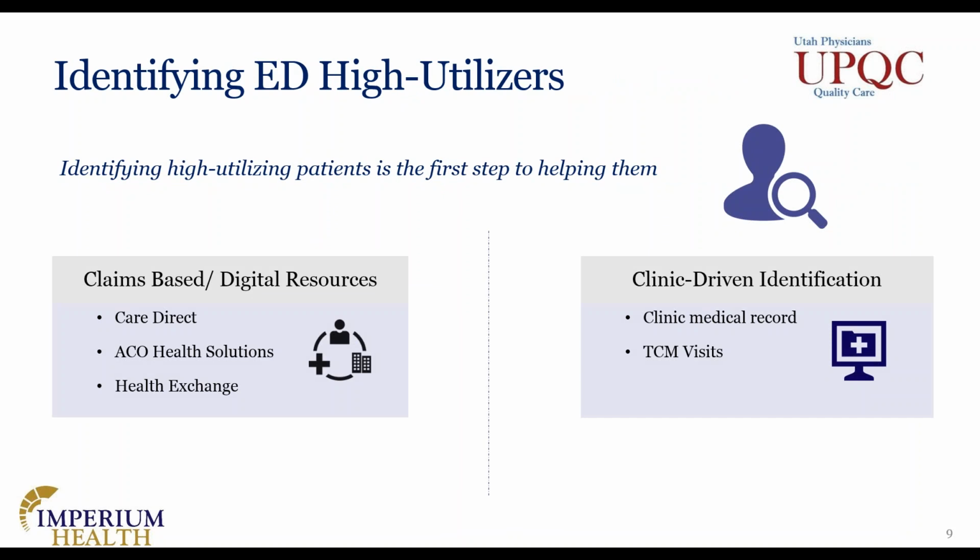So one of the first things we always want to pay attention to is, how do we identify these patients? Part of it is going to be, because of the ACO, we have access to a lot of extra resources. Care Direct, which is that digital platform that we have available to you that makes it easy to pull lists of your patients that went to the ED, lists of your patients that are maybe a little bit higher cost, lists of your patients that are due for a transitional care management visit or need an annual wellness visit. ACO Health Solutions can also provide that really neat claims-based information.